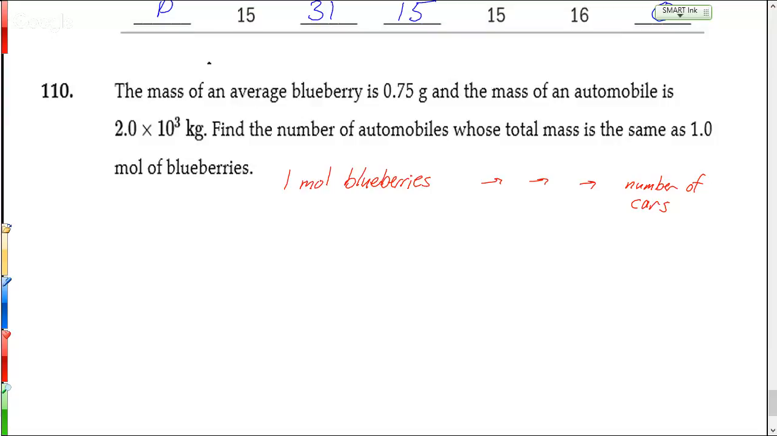Right, so you go from moles of blueberries to number of blueberries, and then from number of blueberries to grams. Think about it. Start it out that way and see if that makes sense.